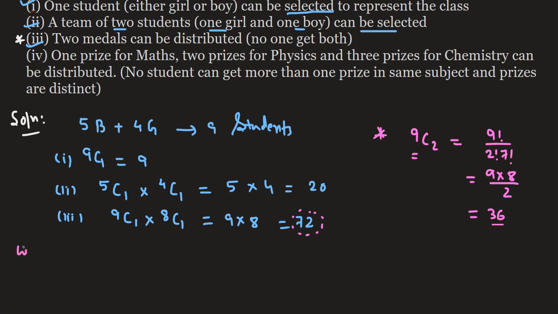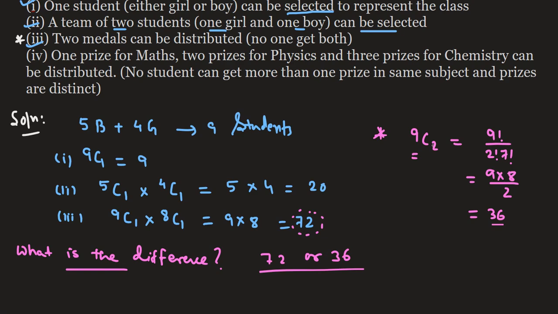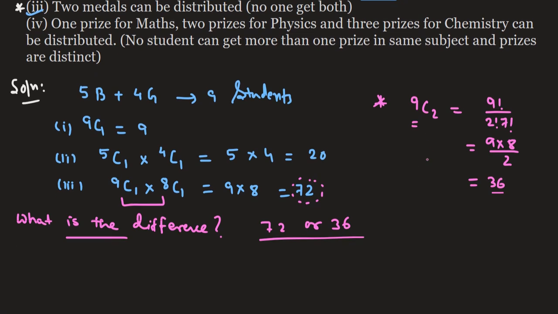If I ask you what the difference between these two is, what are they actually trying to say? Can we say that 72 or 36, which one is the correct option? Here also you are going to select 2 students out of 9. Now we use the multiplication idea, and we also use directly 9C2 options.